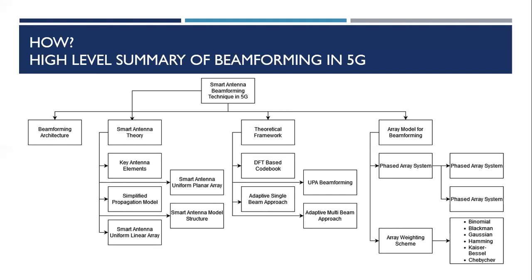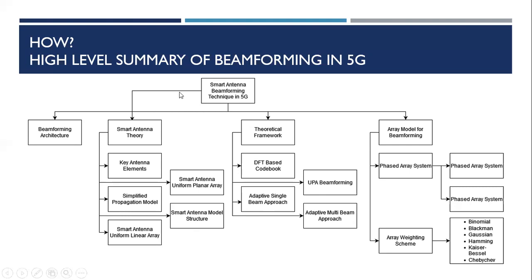directive beam possible. Within a smart antenna, we will study the key elements which are present in the smart antennas. Then we will talk about how these smart antennas are able to locate a particular object using the simplified propagation model. Then we will talk about two different broad categories of smart antennas, namely uniform planar array or UPA and uniform linear array or ULA. And finally, we will talk about one of the smart antenna model structures with reference to one of the papers.